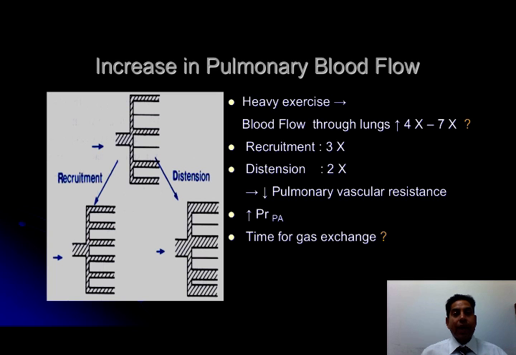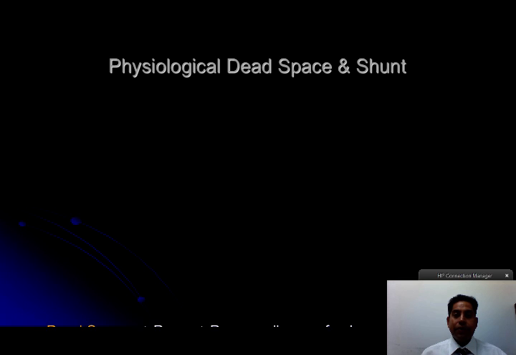What about the time for gas exchange? As I've already discussed, even 0.25 seconds. Most of the gas exchange occurs in the first 0.25 seconds in the pulmonary capillaries. So when you exercise, the normal transit time in the pulmonary capillaries is decreased from 0.75 seconds to 0.3 seconds. But this is adequate to allow adequate gas exchange across the pulmonary capillaries.